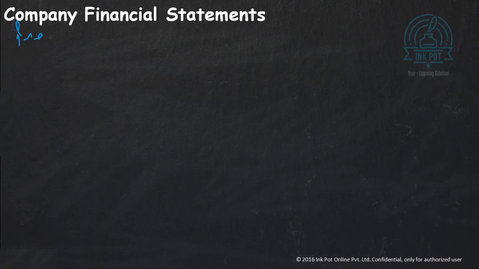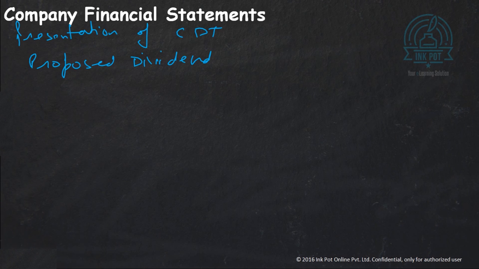In the previous presentation, we talked about the disposal of profit and interim dividend. In this presentation, we are talking about the presentation of CDT, the treatment of proposed dividend, and the difference between interest accrued and due, and interest accrued but not due.